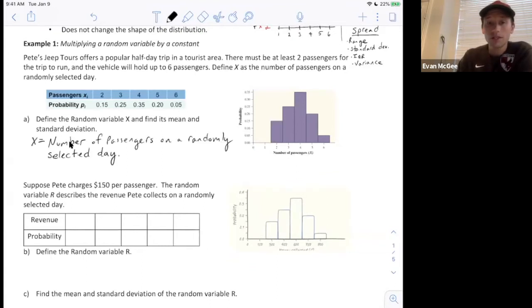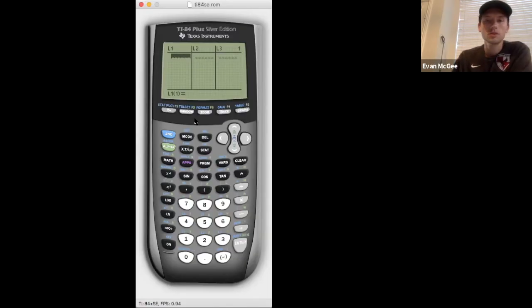First I just want to identify that X is the number of passengers on a randomly selected day, because when we're working with random variables, we might have a handful of different letters to represent the variables. So we want to make sure we remember X is the number of passengers. You can see there's a histogram showing this probability distribution over to the right with the number of passengers, so we could estimate what the mean is. But I want to use our calculator and punch it in and get the exact value. To find the mean and the standard deviation, I'll put the outcomes in list 1 and their probabilities in list 2.